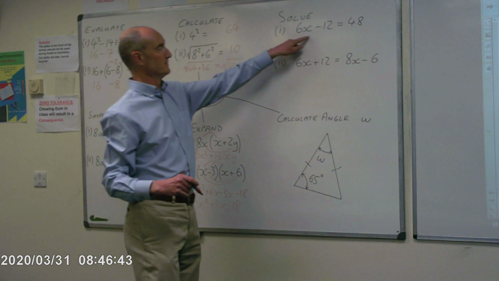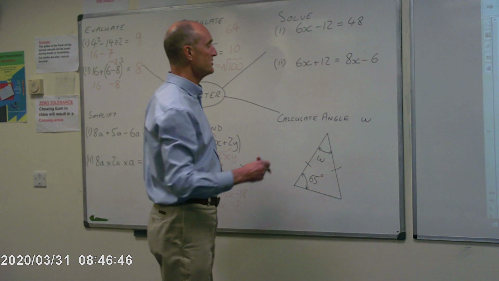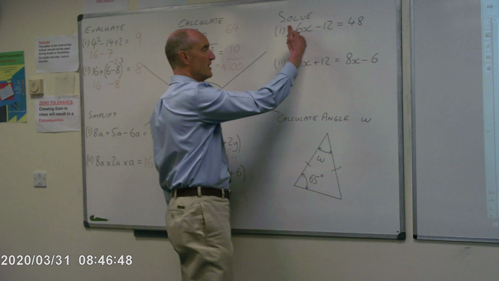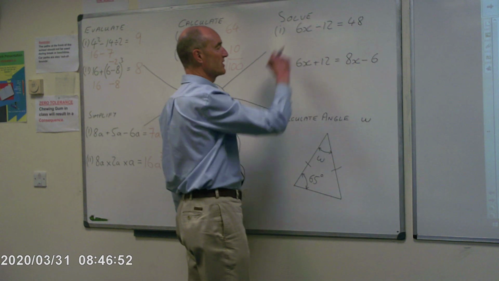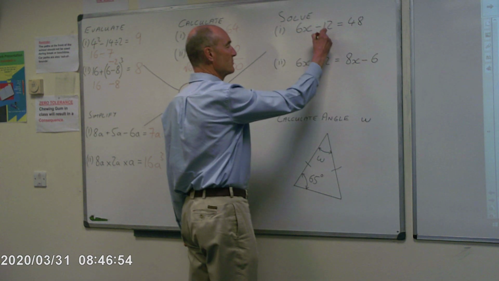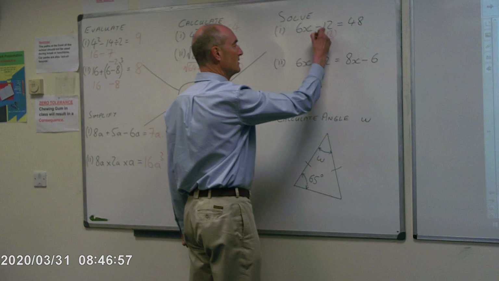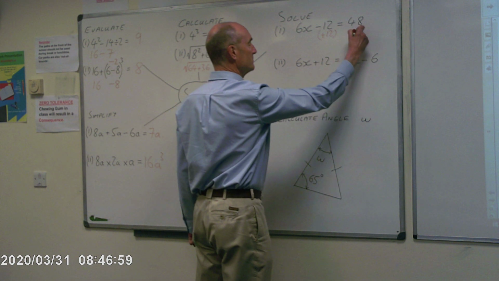So solving, balancing both sides of the equations. As long as we do the same thing to the left as we do to the right hand side, it doesn't change the value of the equation. We want to get x on its own. First thing we do, add 12 to both sides.